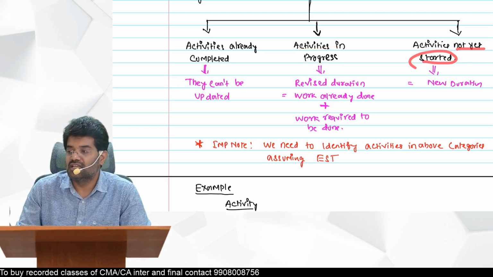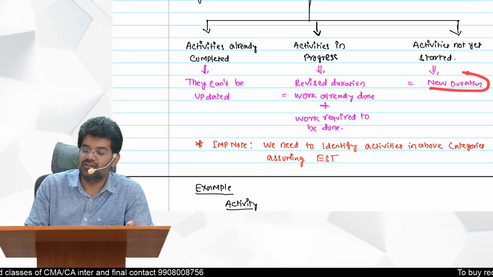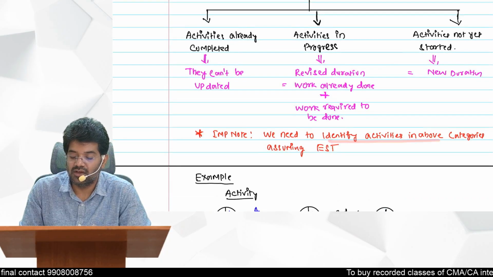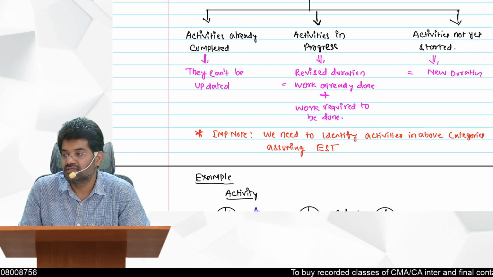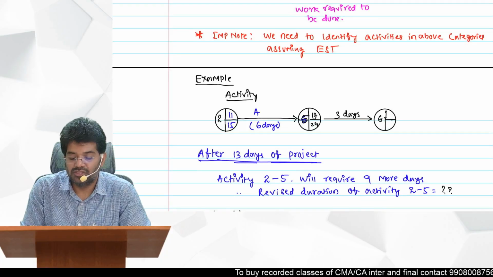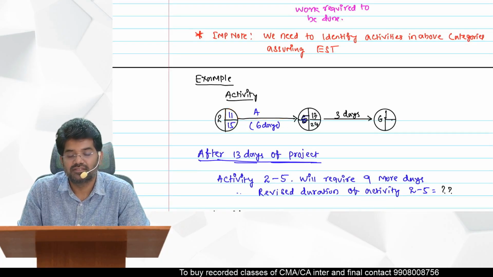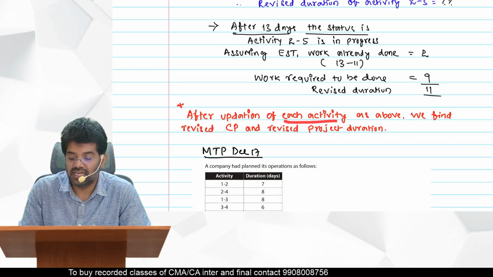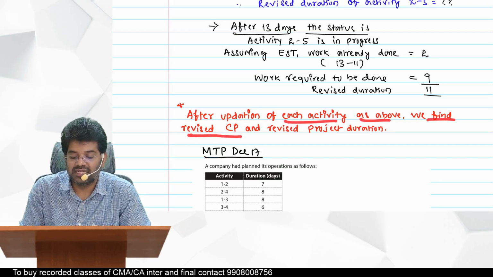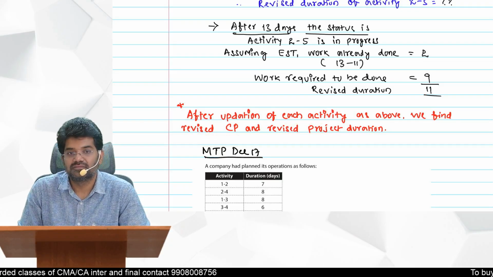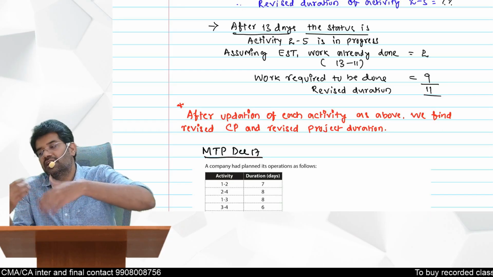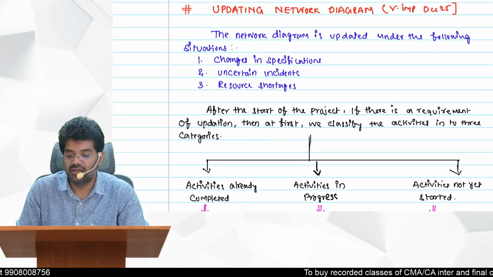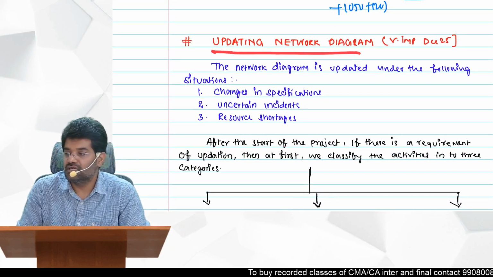For activities not yet started, if there is any revision in duration, you can directly take the new duration. One important thing is that we should always assume the activities are started at EST, the earliest start time, when you are doing updation. Here also we assume that 2 to 5 started at the earliest start time only. So this is exactly what updation is, my dear students. After updation of each activity as above, we find the revised critical path and revised project duration. Once you complete updation, you will get the revised critical path and revised project duration. This is the most important part of updating the network diagram.